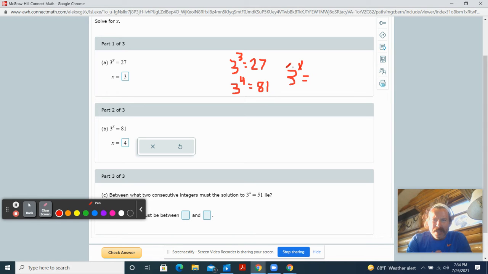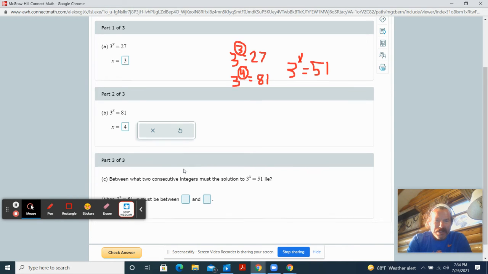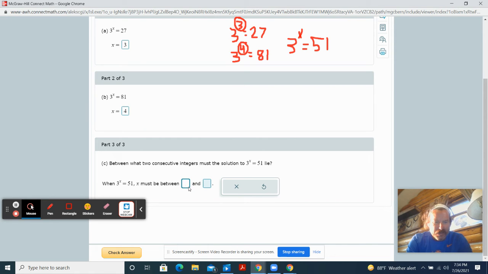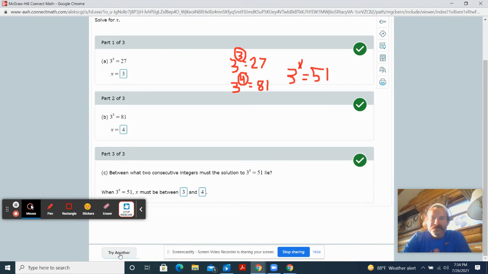But 3 to the x equals between 27 and 81 is 51, right? So what we do is we know that the answer has to be in between 3 and 4. It's some decimal in between 3 and 4. We don't really know exactly what that decimal is yet. So all we do is we put in between 3 and 4, and we check our answer. And that's how the first four problems are going to be.